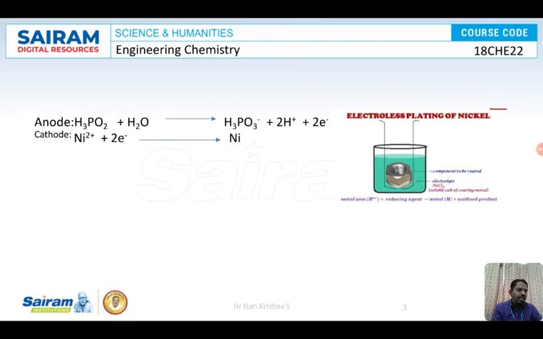The reaction. So at the anode, what happens? The hypophosphite will dissociate to give you phosphate ion and 2 electrons. These 2 electrons will be accepted by nickel and it gets reduced to Ni. So this is the electroless plating. This is the object to be plated. This is the electrolyte plating bath solution. The hypophosphite undergoes oxidation to give electrons. These electrons will be accepted by Ni2+. This Ni2+ will be reduced to form Ni. Ni will be coated on the surface of the substrate.